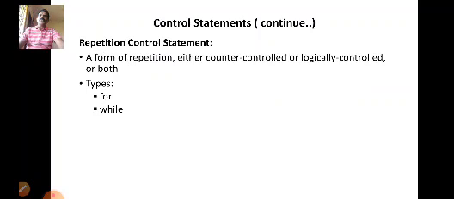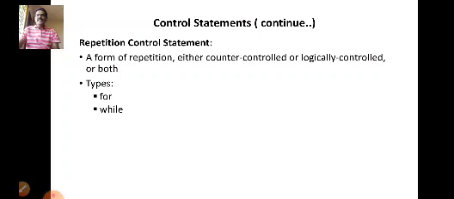Here in control statements, there is the repetition control statement, a form of repetition, either counter controlled or logically controlled, or both. The types are for and while, which are repetitive statements. First, the for control statement.